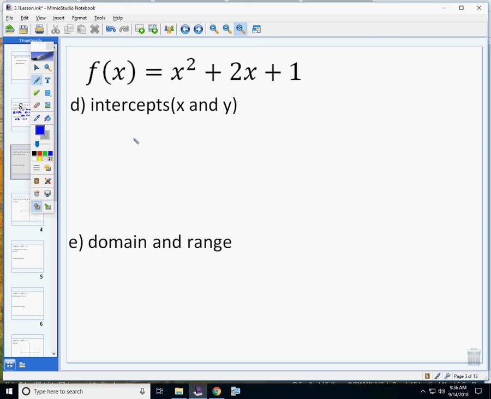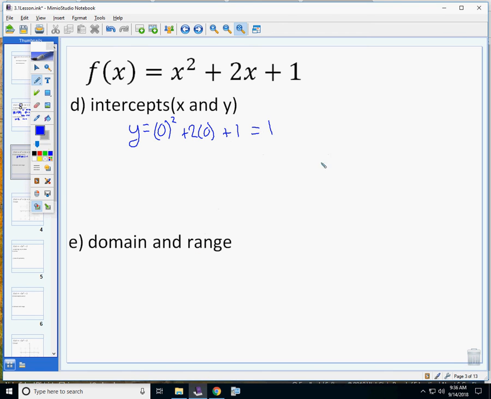Now we're going to find the x and y intercepts for this same function. The y-intercept is really easy to find. You plug in zeros for all of the x's. So in this case you would get 1.